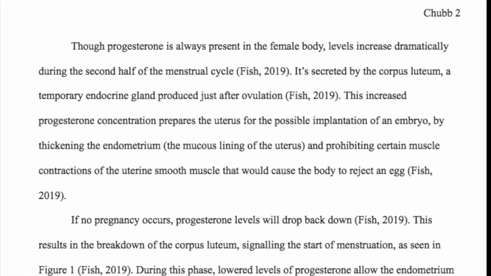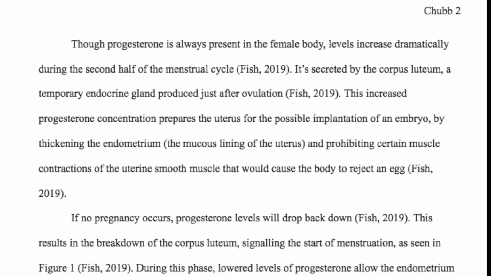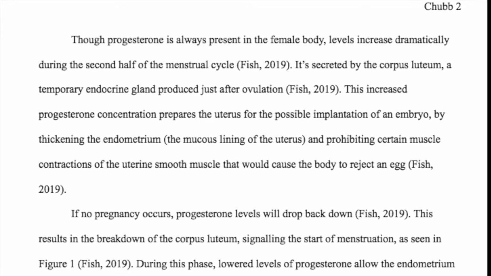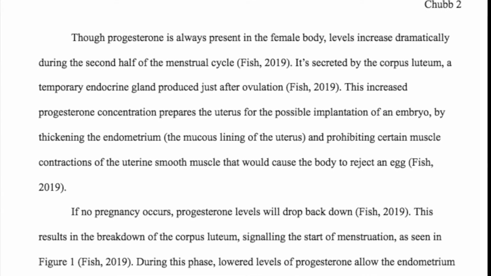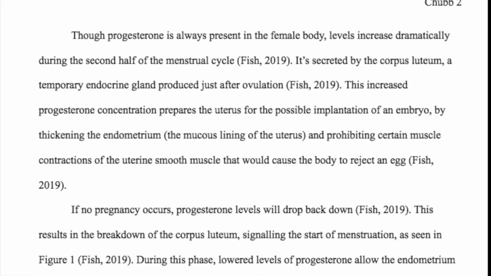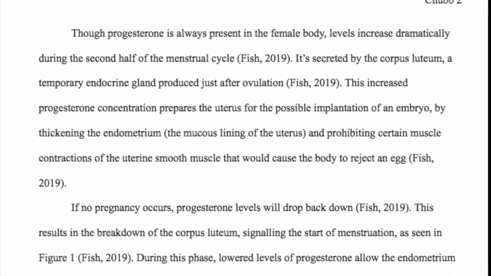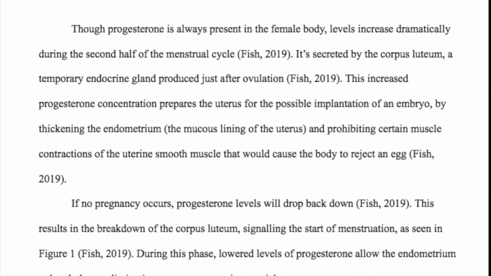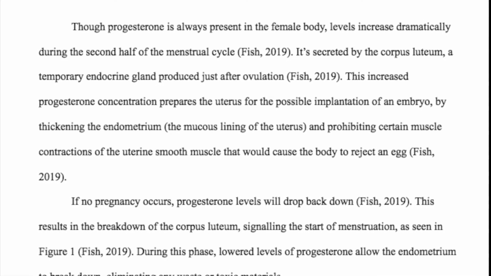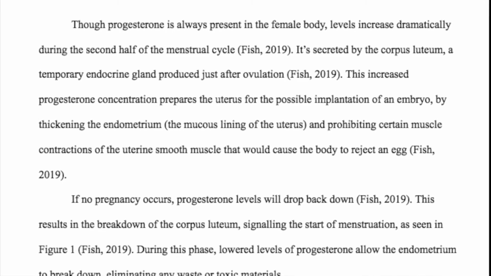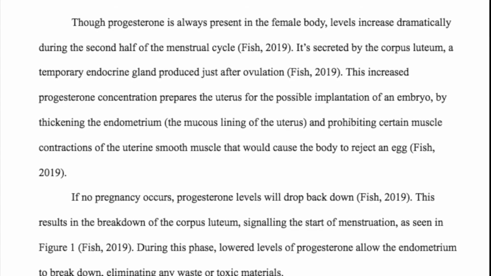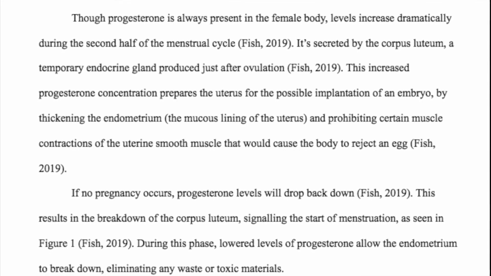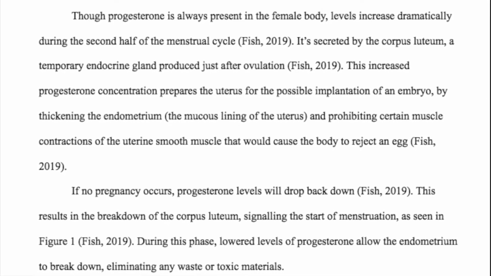This increased progesterone concentration prepares the uterus for possible implantation of an embryo by thickening the endometrium, the mucous lining of the uterus, and prohibiting certain muscle contractions of the uterine smooth muscle that would cause the body to reject an egg. This is actually really interesting. I like this part of biology. Obviously, I'm more of a chemist than a biologist, but I like this discussion of how the chemistry affects biology in such everyday actions. If no pregnancy occurs, progesterone levels will drop back down.